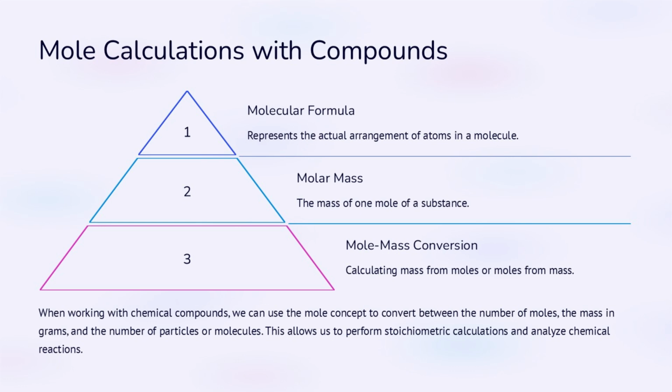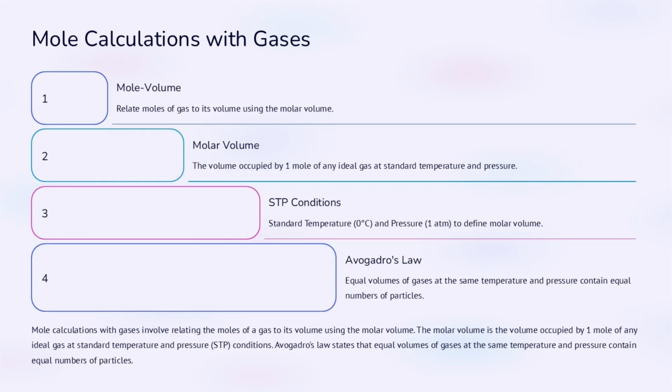Understanding these concepts is crucial for performing stoichiometric calculations and analyzing chemical reactions. We'll dive deeper into each of these topics in the upcoming slides. Mole calculations with gases involve relating the moles of a gas to its volume using the molar volume.